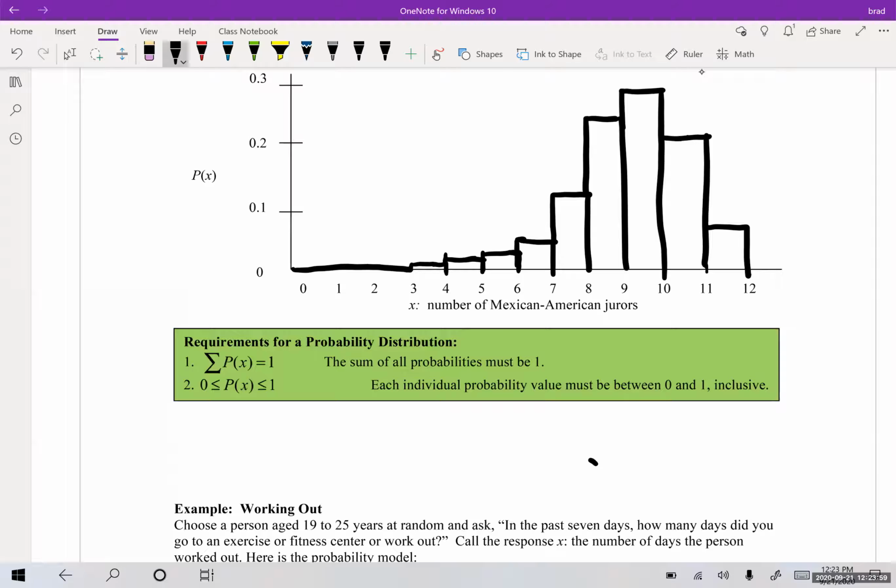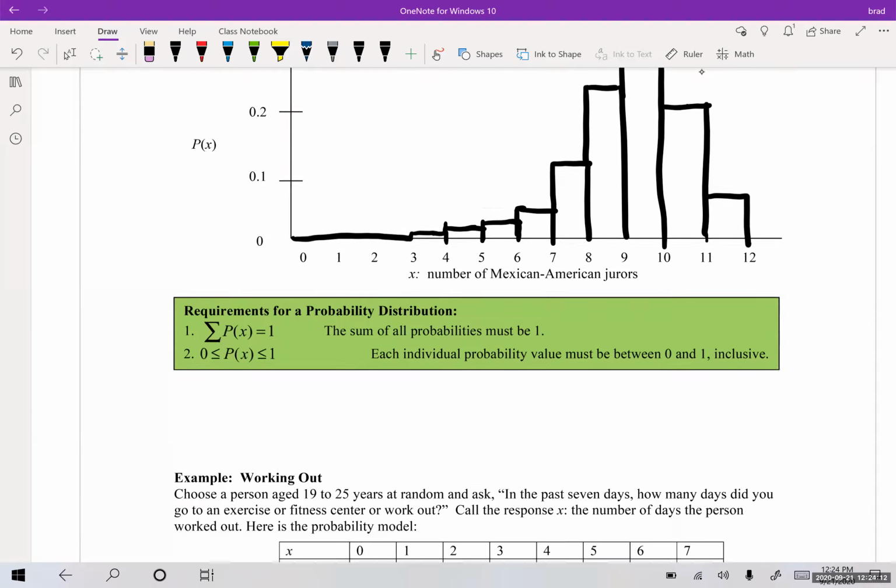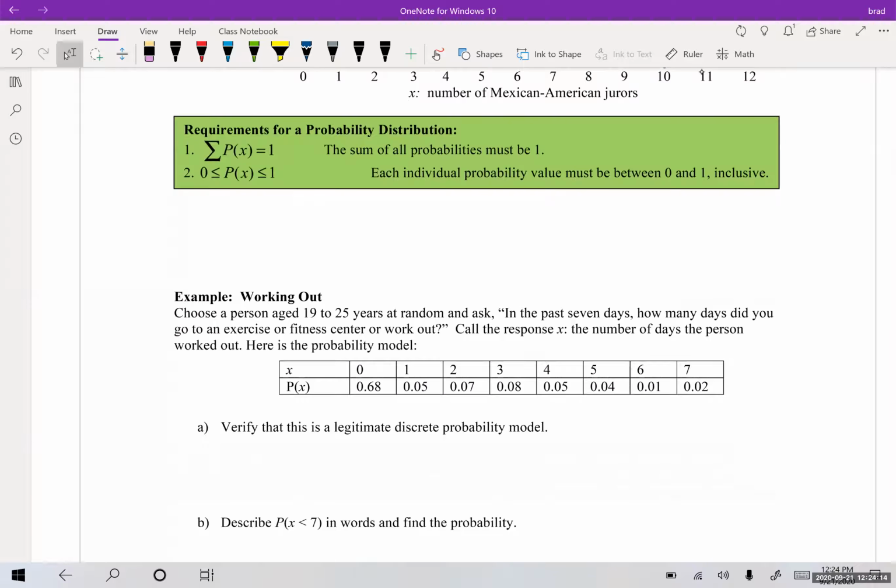So the requirements for a probability distribution are that the sum of all the probabilities is equal to 1, and each of the individual probabilities is in between 0 and 1, which makes sense. You can't say that something has a negative percent chance to happen, and you can't say the probability of something occurring is more than 100% or more than 1.